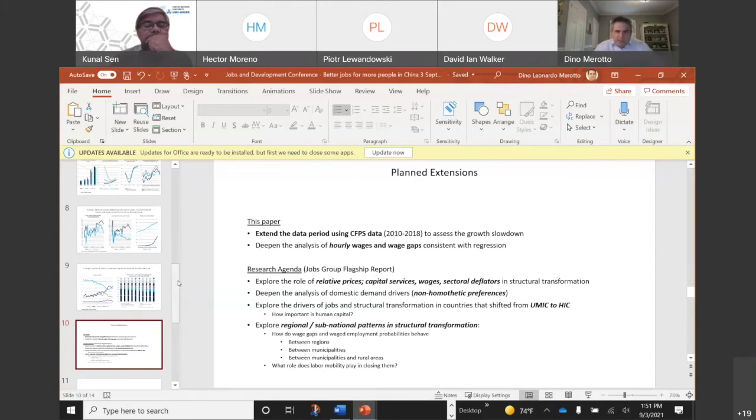How important is domestic demand in these large economies? If, as Danny was saying, there is a change in the external manufacturing driver of structural change. But I'll leave it to that. Sorry, I ran over. Thanks.